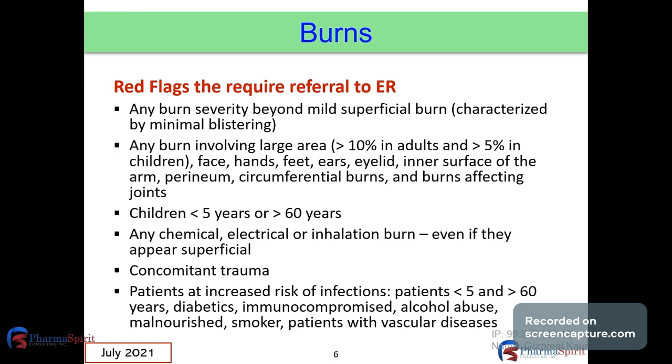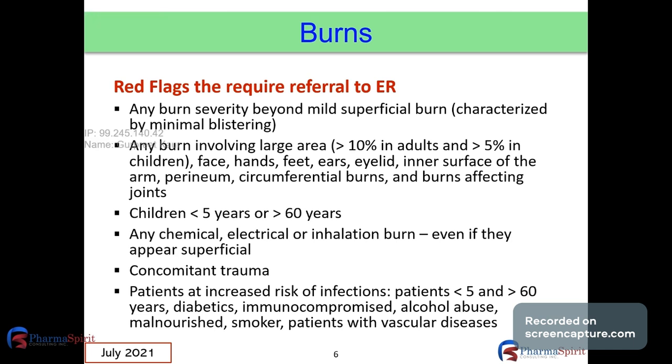Why is that? First, because the injury may be deeper than the initial appearance. Second, it can progress to deeper tissue, and the deeper tissue of the skin can be affected within 24 hours. So that initially it may look minor burn if it's electrical, inhalation, or a chemical burn, and the chemical burn here is specific to the ones that involve concentrated acid and alkali. We need to refer this patient to the ER, because even though the initial burn may appear minor, it may be more serious and it may continue to progress for 24 hours.